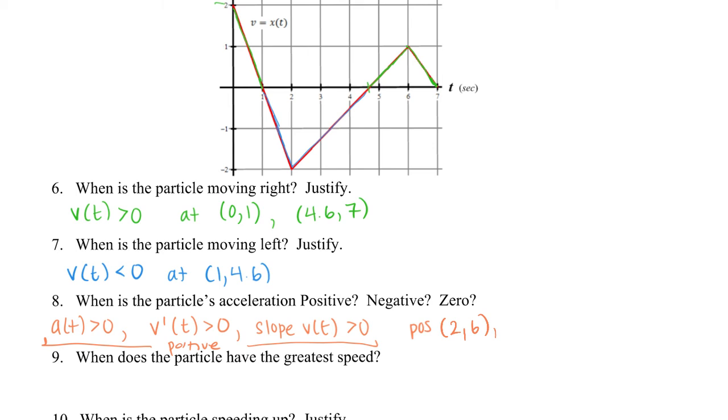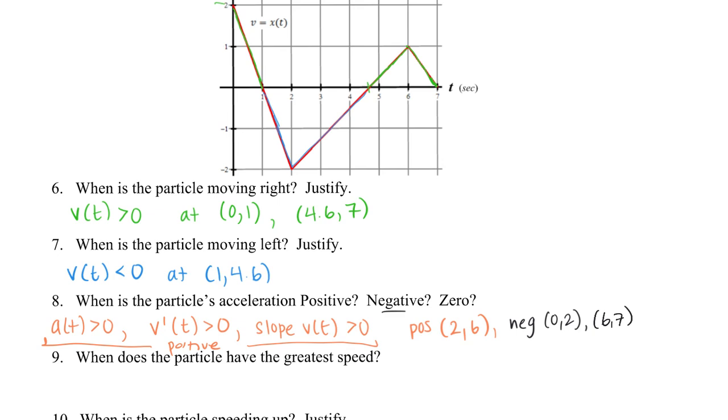Okay, now how about negative? If I want the acceleration negative, I'm looking at the slope of the velocity. So the slope of the velocity is negative from 0, decreasing until I get to 2. Then it starts increasing. But when I get to 6, it starts decreasing again. So the slope is negative again from 6 to 7.